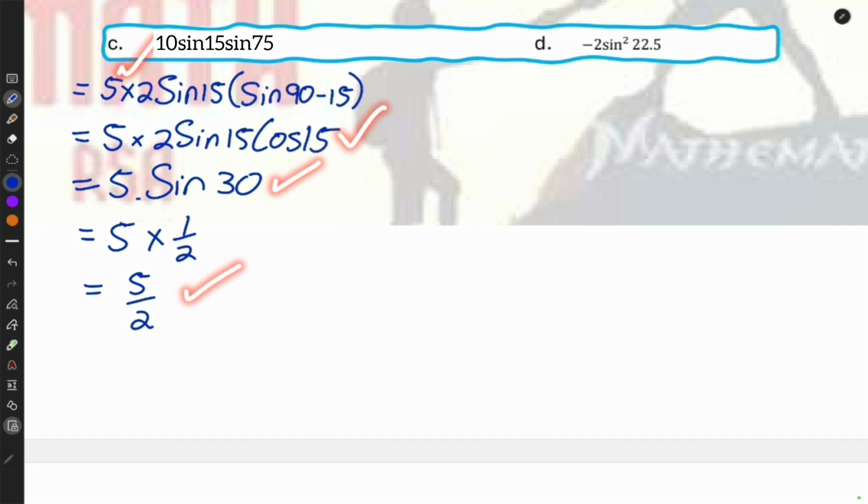This question would be 4 marks. I'll get a mark for splitting the 10 into 5 times 2, then for expanding the cofunction, then for getting the double angle, and then the final answer.